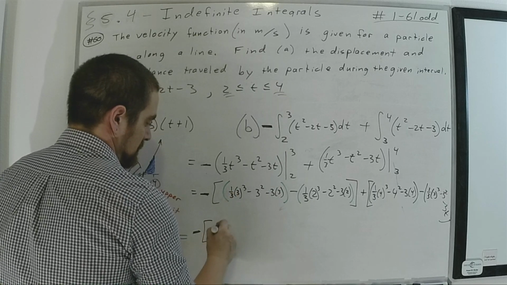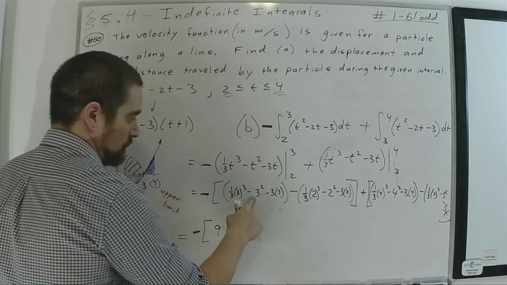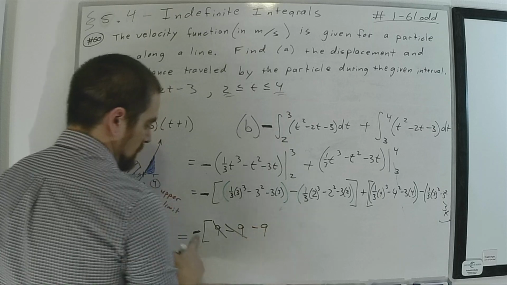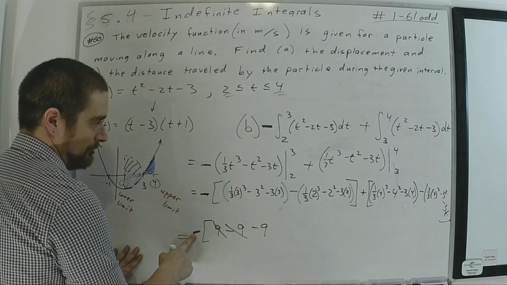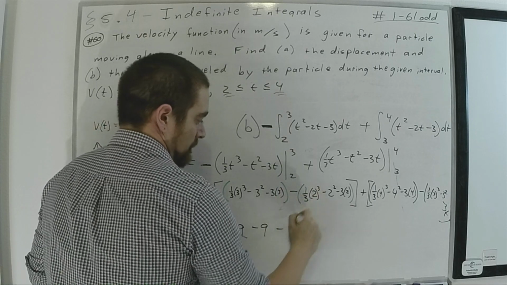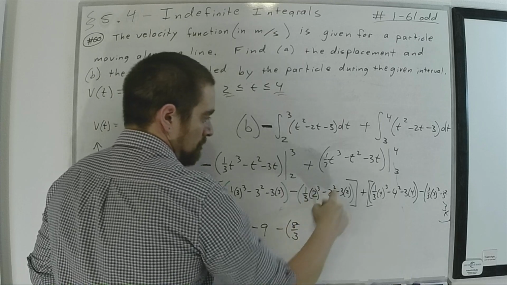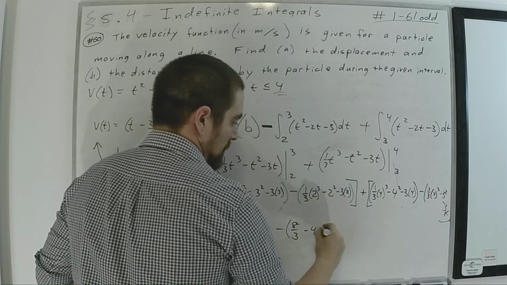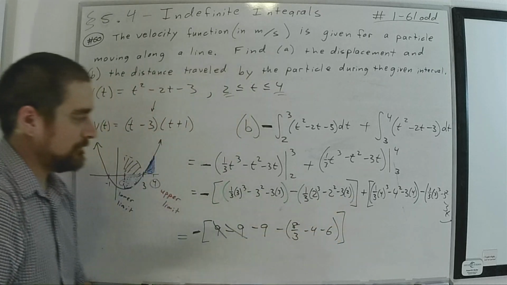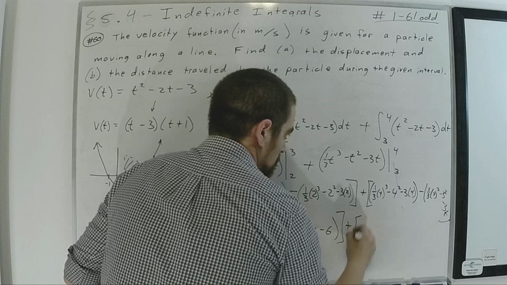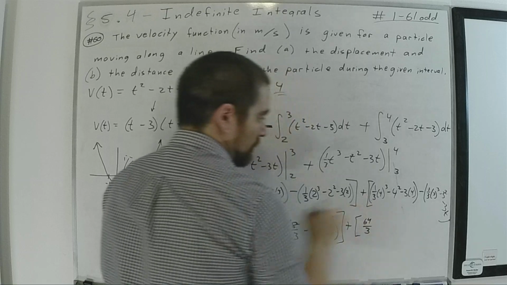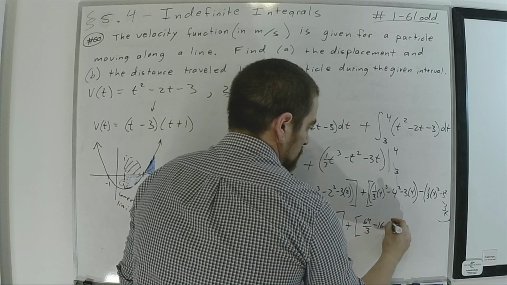This is 27/3, which is 9, minus 9 is 3 squared. So these are canceling out. Minus 9 here. Now make sure you're keeping that negative out front. There's also another negative. This is 8/3 minus 4 minus 6. So I've done the first part. Plus, now I'm going to have 4 cubed is 64 over 3 minus 16 minus 12.